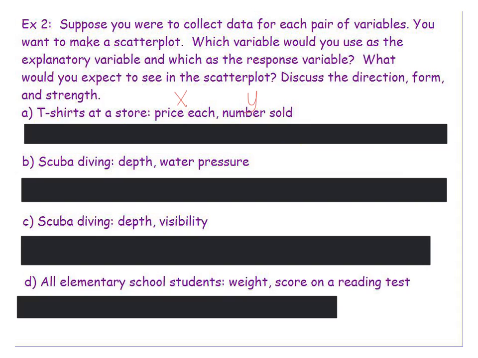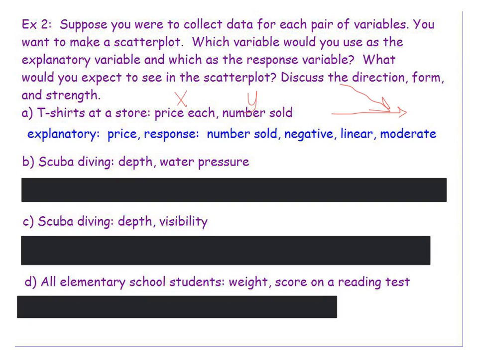Now we have to think about if we were to make a graph, what would happen? Well, as price gets higher, so price is this way, as we go higher this way, the number sold is not going to go up, it's going to go down. So that means that it is negative. The form, I would definitely say it's linear because as the price goes up, the number sold is definitely going to go down. And then the strength, you're going to maybe have a few people who might buy the shirt regardless. But I would say the strength is going to be pretty strong. They're going to be pretty tight to that straight line.